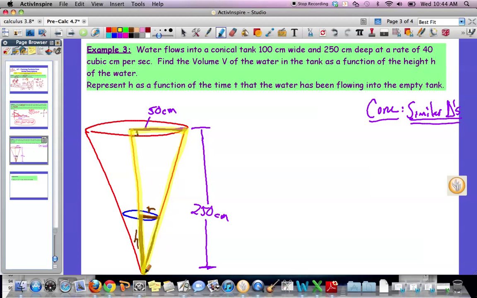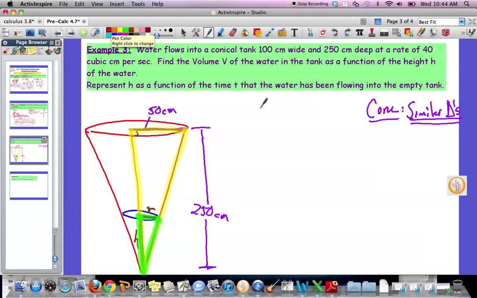There's the big triangle. And the small one, right there. Okay? That's the key to doing this problem. Now, let's go back and let's write down some formulas that we should know.